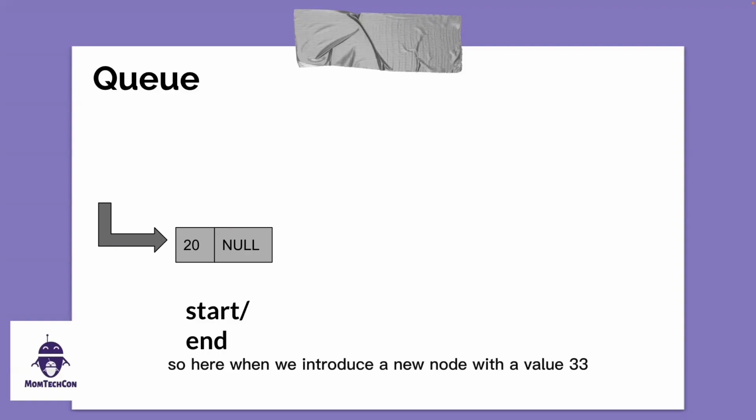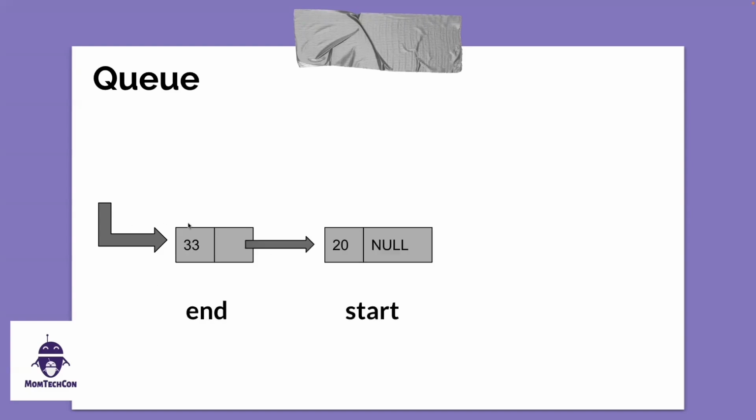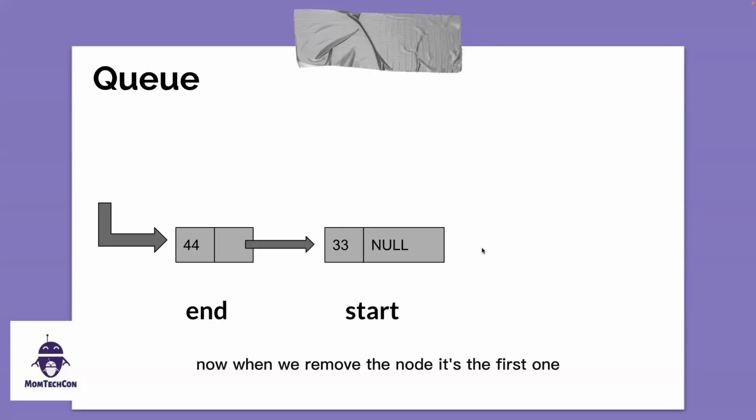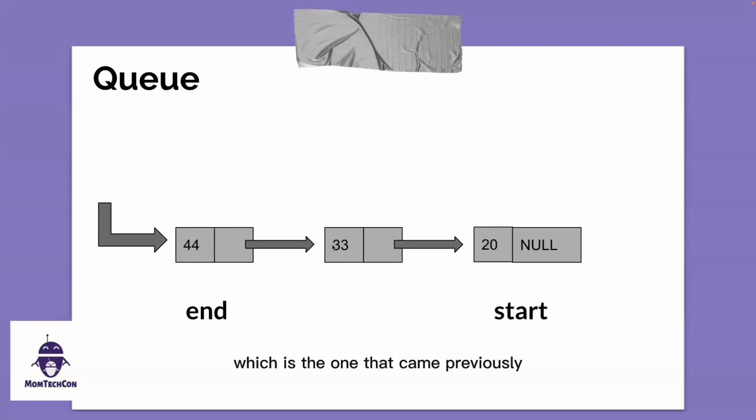So here, when we introduce a new node with a value 33, it becomes the new end. But the first node is always the first one. Same here, when we add a new node with a value 44, it becomes the new end. But the first one doesn't change, it's always the first. Now, when we remove a node, it's the first one that we remove. And then we have a new start, which is the one that came previously.